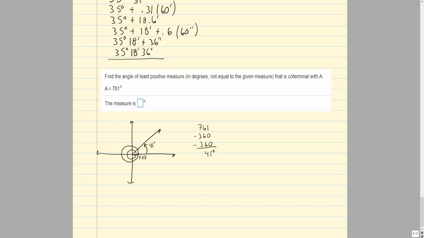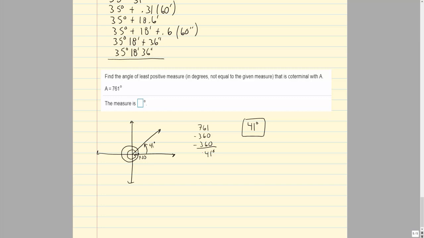So that's called coterminal. It means it ends at the same point, but the amount of rotation could have been different. So if I talk about find the angle of least positive measure in degrees that is coterminal with A, that would be 41 degrees. So what I did, because it was a positive angle, I just subtracted 360 degrees as many times as I could, and to see what was left was the 41 degrees. So that's a quick way that we could look at something like that.